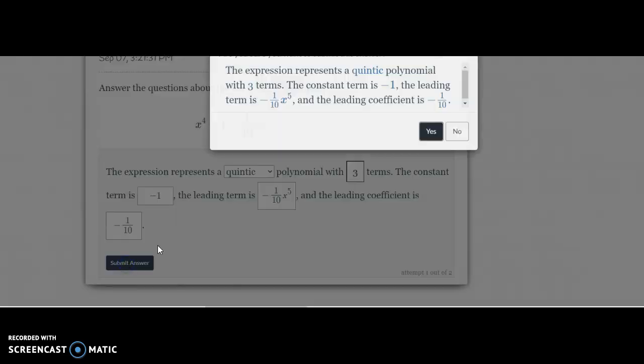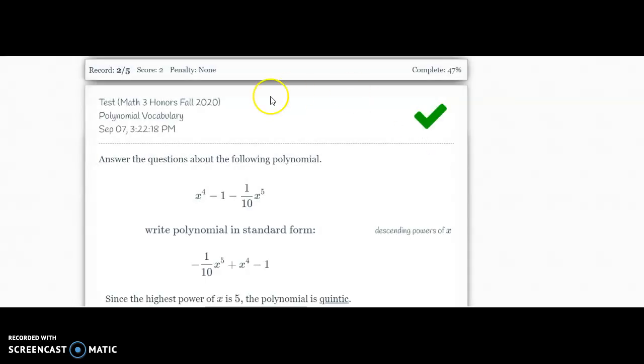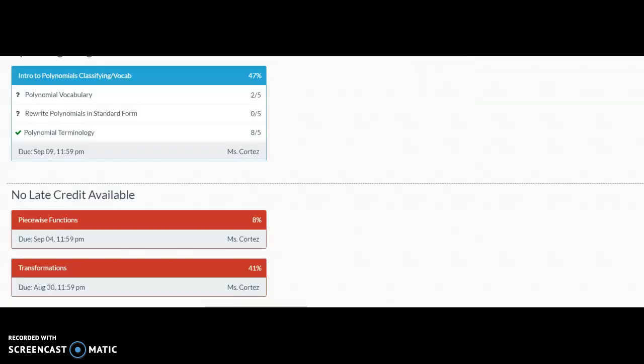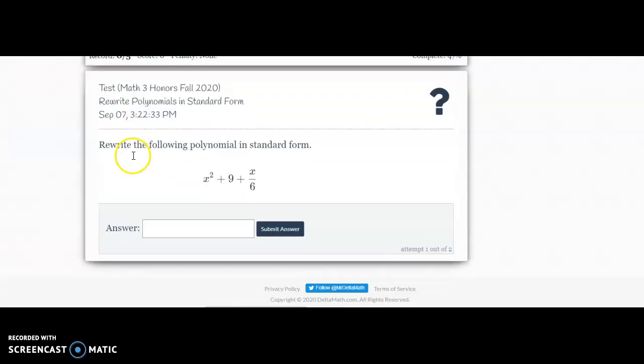Alright, so let's see if we got it right this time. Yes, perfect. So that's how you do that one. Remember, quartic is to the 4th power, cubic is to the 3rd, quadratic to the 2nd, and linear would just be like 3x plus 1. Let's try rewriting the polynomials in standard form just to see what that looks like.